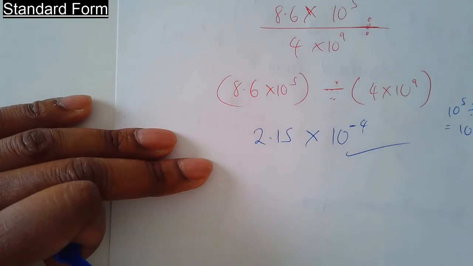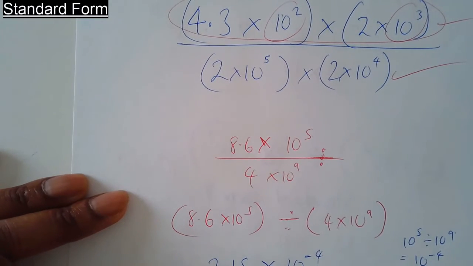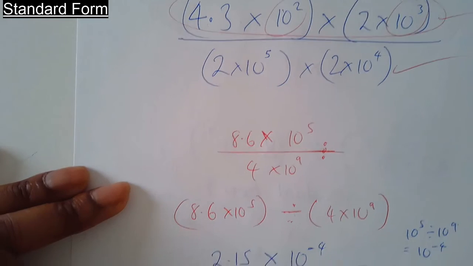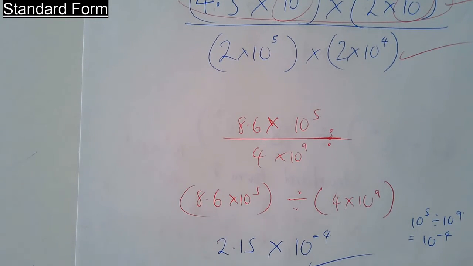So that's done now. What I've done is just reduce that to a single standard form number. Always check that the first part is between 1 and 10. In this case it is, so we can just leave it as it is.